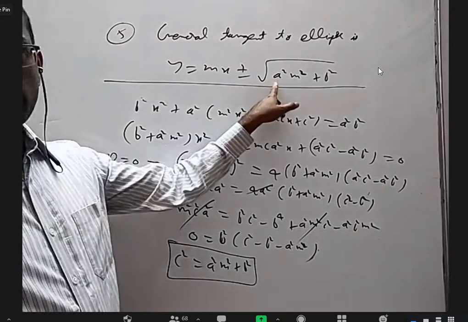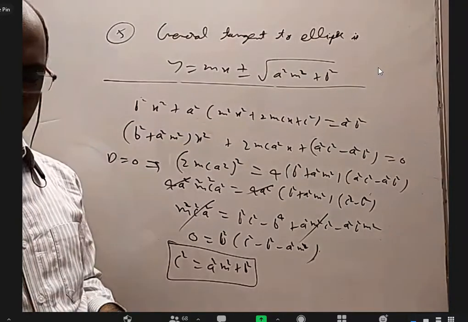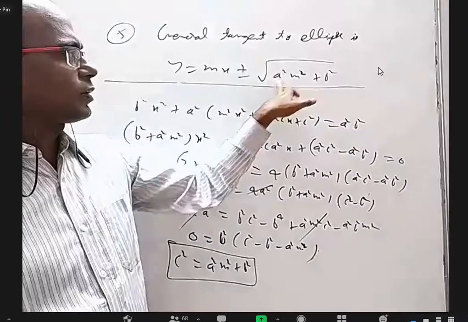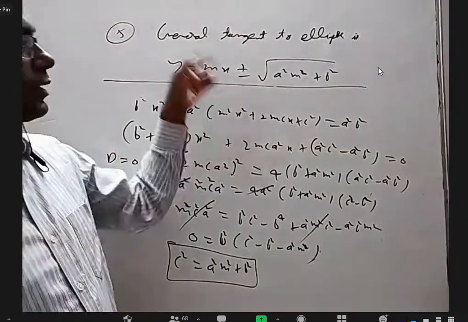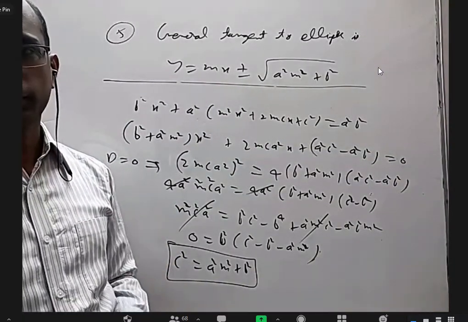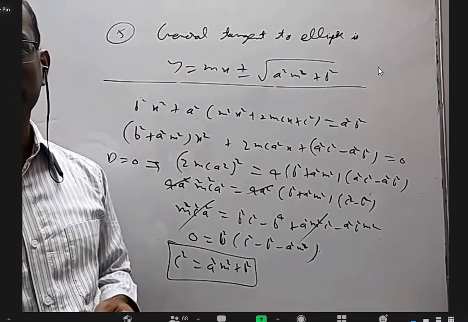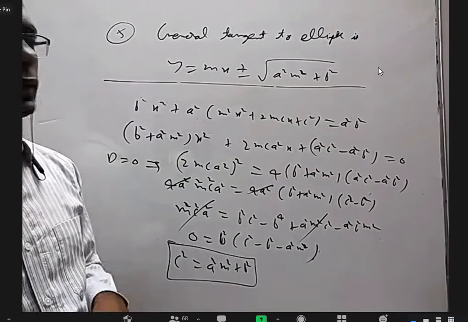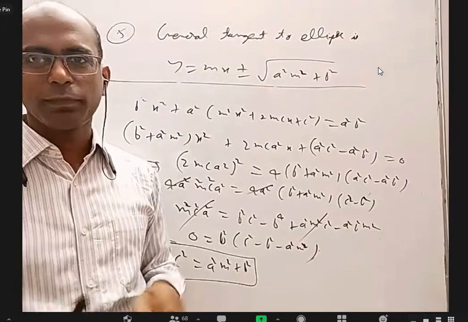What is the similar formula that we have in the circles chapter? The general tangent with slope m. R into root under... You write a square as r square, b square as r square, take r common. What will be the similar formula in the next chapter? Hyperbola will be? Same, sir. A m square minus b square. Yeah, I said simply replace b square with minus b square, we will get the hyperbola, right?